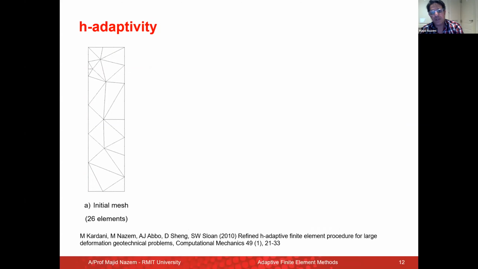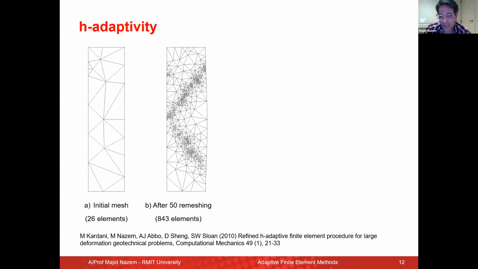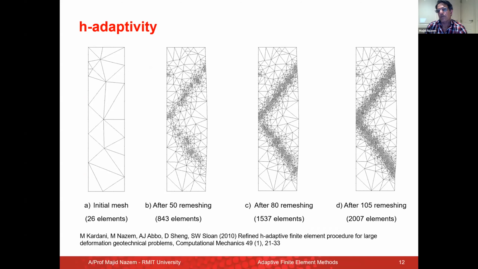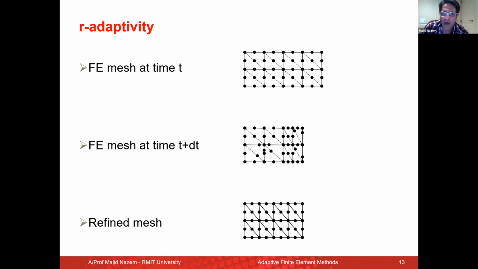Okay, H adaptivity. In this method, we start with an initial mesh, and then normally, in nonlinear problems, we do incremental analysis, and we keep remeshing based on some error in the mesh, until we get to the final solution. R adaptivity is when you don't really change the topology, the elements and their connectivities. For instance, let's say you have a mesh at time t, and then you solve it for the increments, and then your mesh at time t plus delta t tends to be a little bit distorted. So before starting the next increment, you refine the mesh, but the number of elements and the number of nodes remain unchanged.